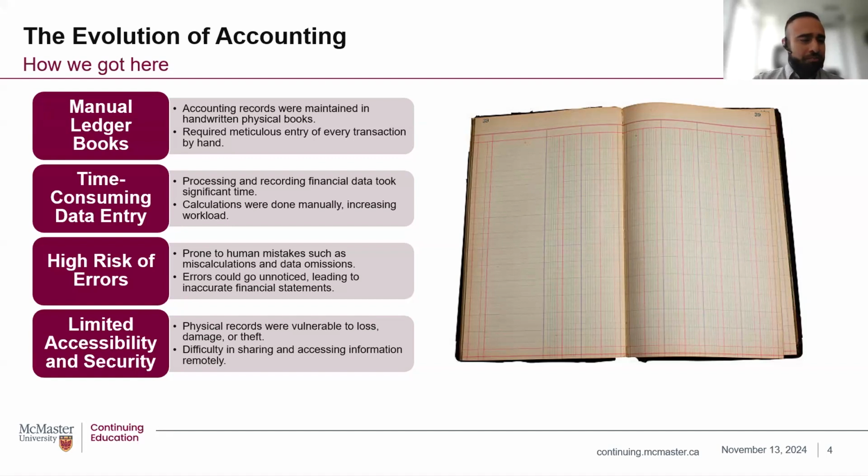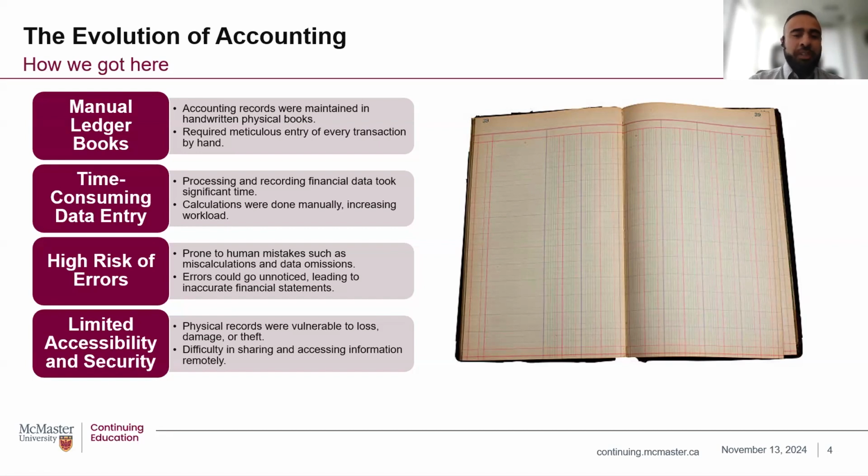There were a couple of issues with this. First of all, of course, it was very time consuming. It would take hours and hours of putting in all your transactions and reconciling everything. This also led to a lot of errors in adding. Before even calculators came, it was an issue adding things up and making sure everything ties in. And these errors, if they go unnoticed, lead to bad financial statements as well.